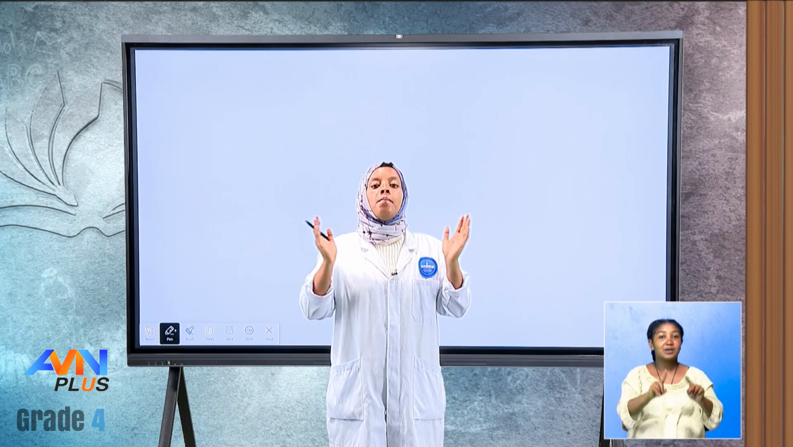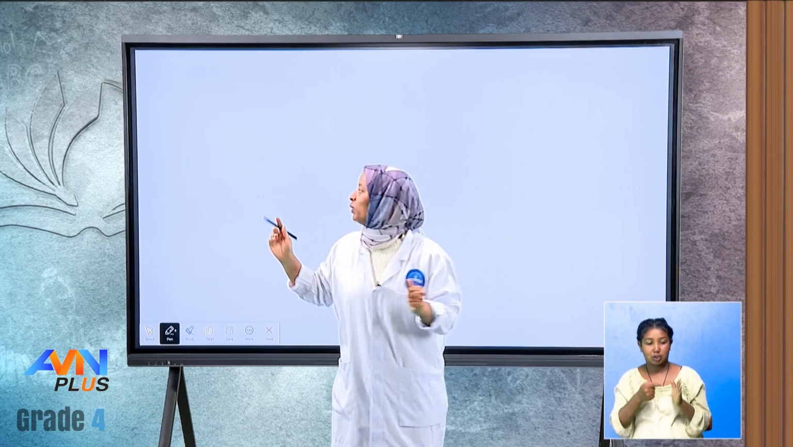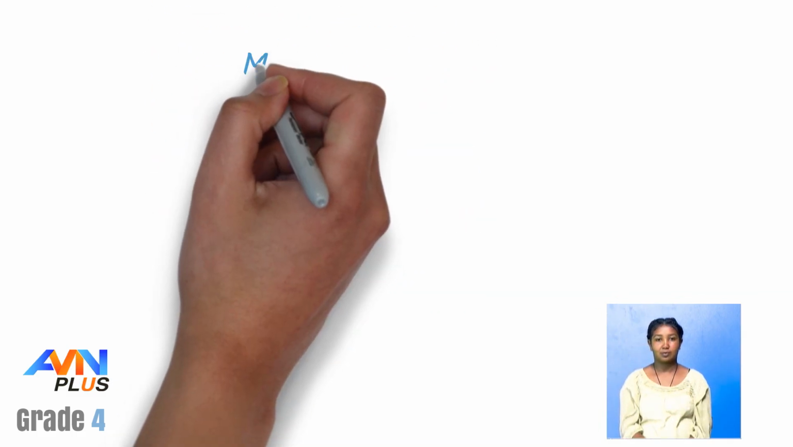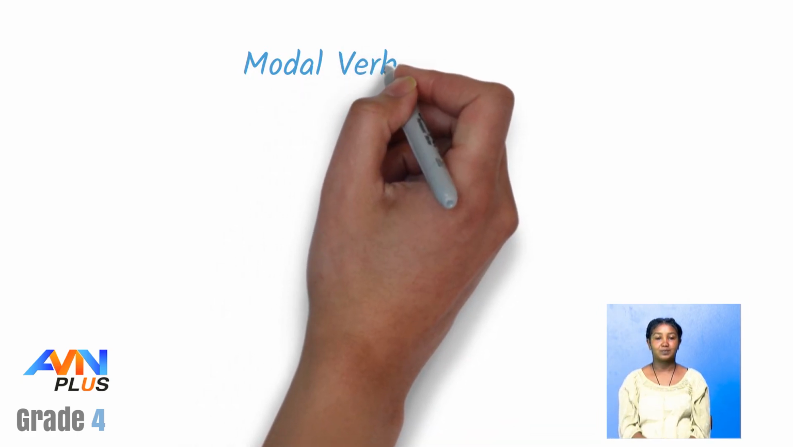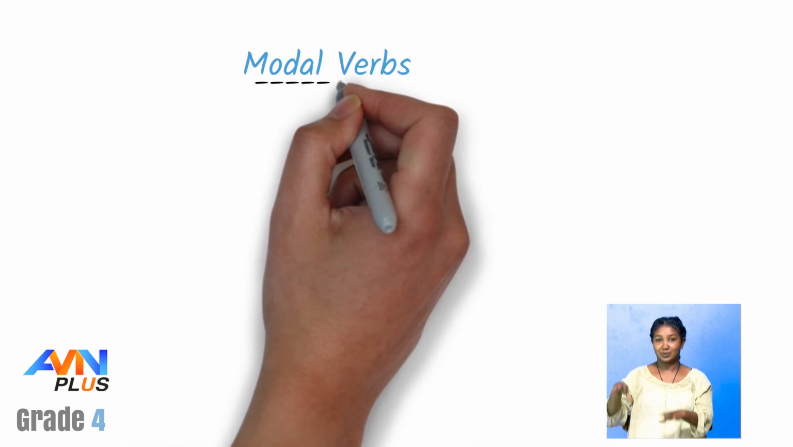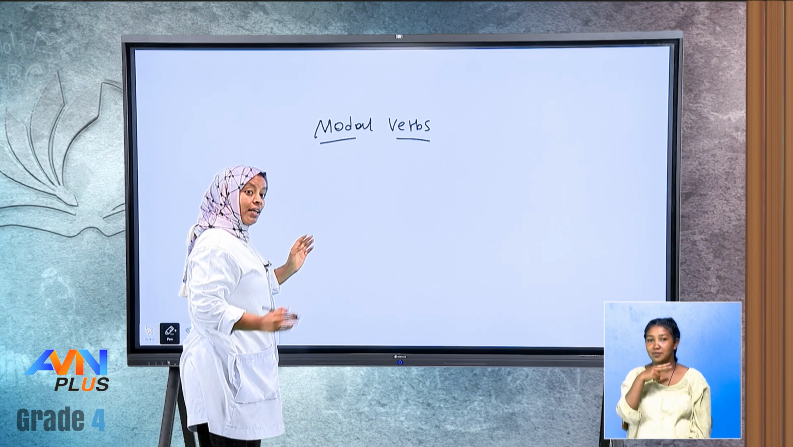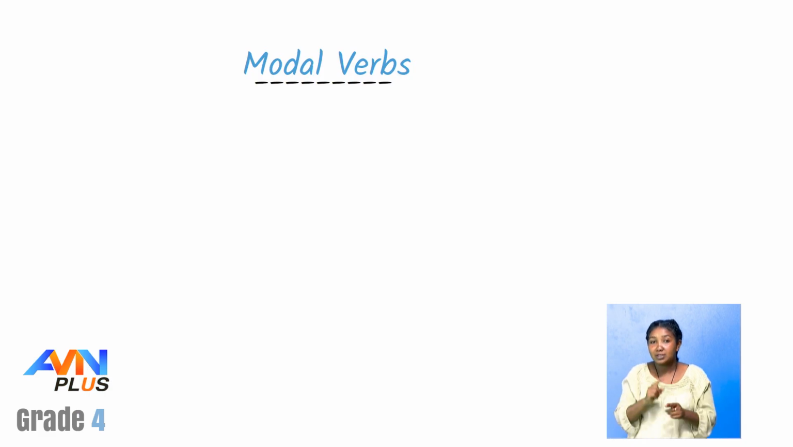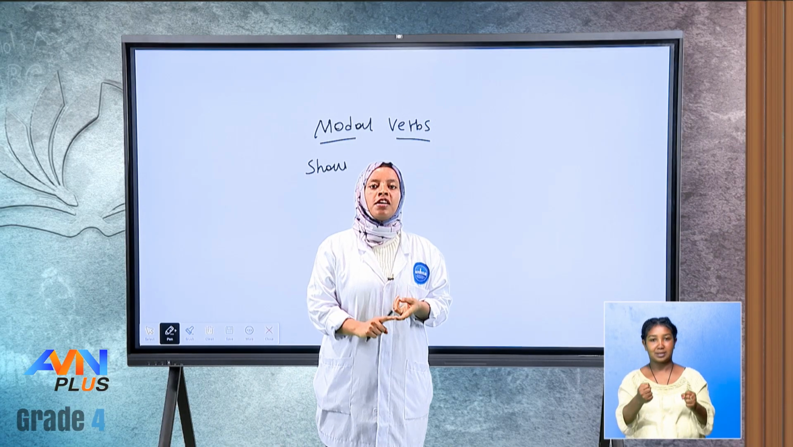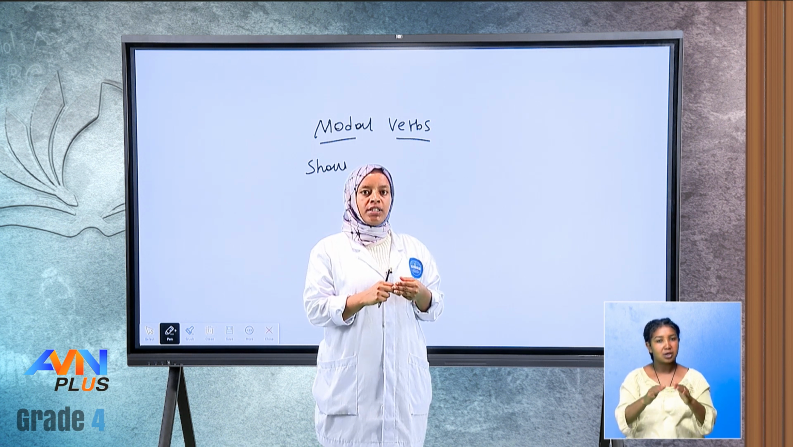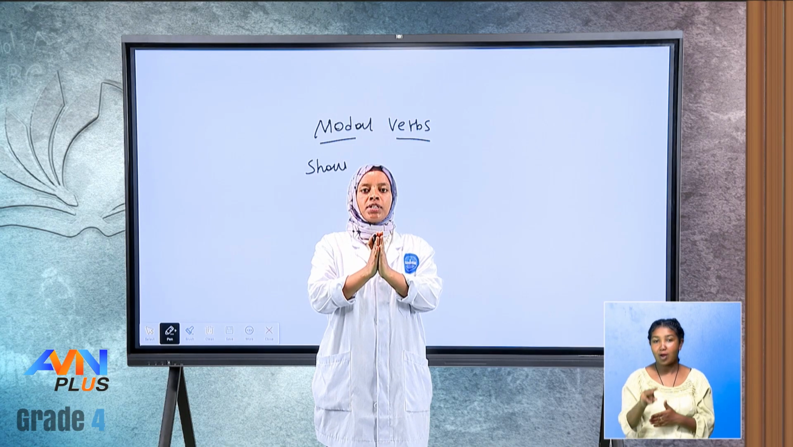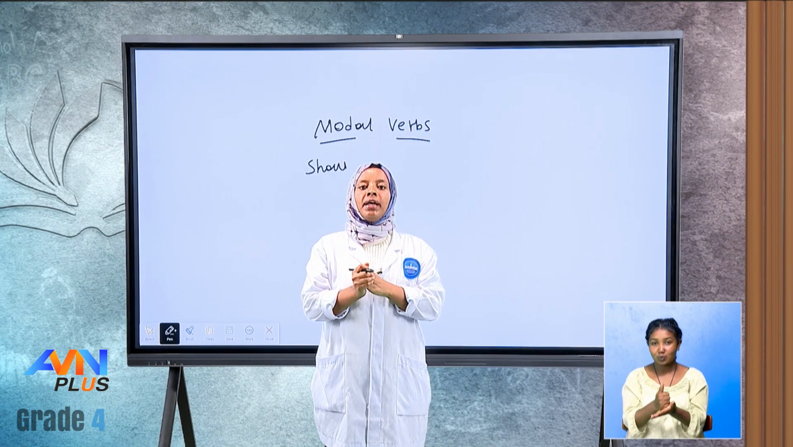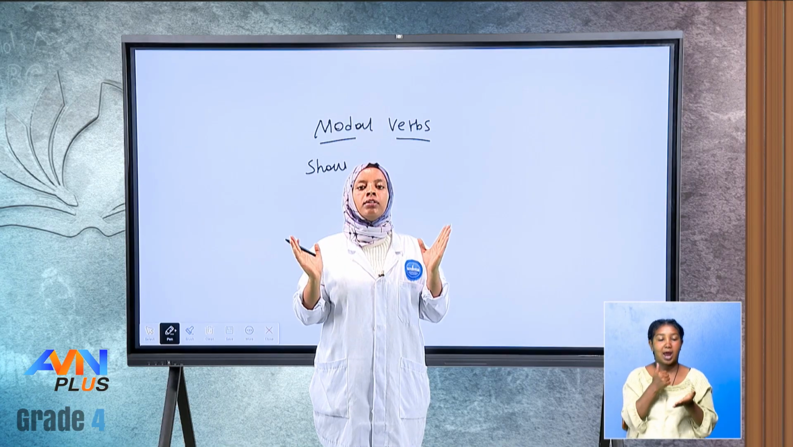Let me show you here, the title is modal verbs. Look here, students, modal verbs are verbs like helping verbs. The difference is they show what? Ability, permission, possibility, and also probability. This is the use of modal verbs, which are used with main verbs like helping verbs.